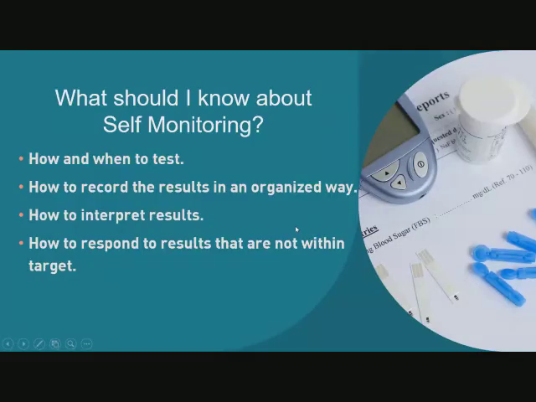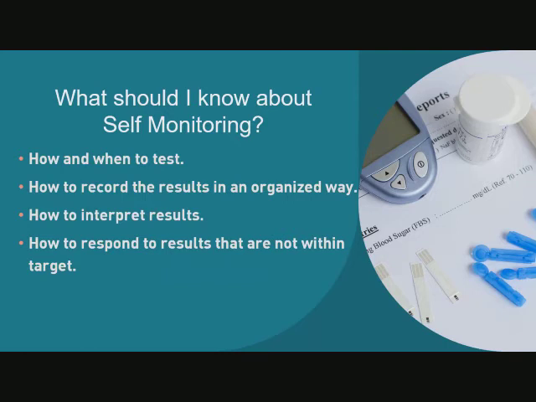Okay. What should I know about self-monitoring? What is the importance of self-monitoring? As a person living with diabetes, you need to know how to test and when to test. That's a question most of the people ask. How many times should I test per day? It's a question that we're going to answer in the next slide.